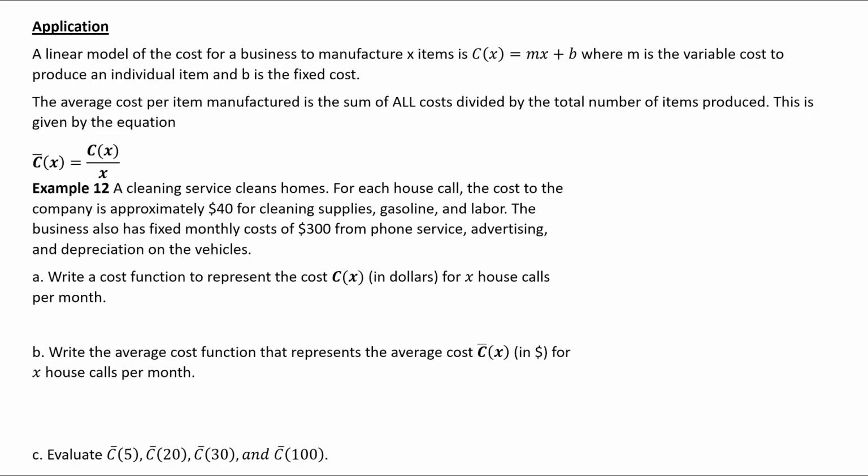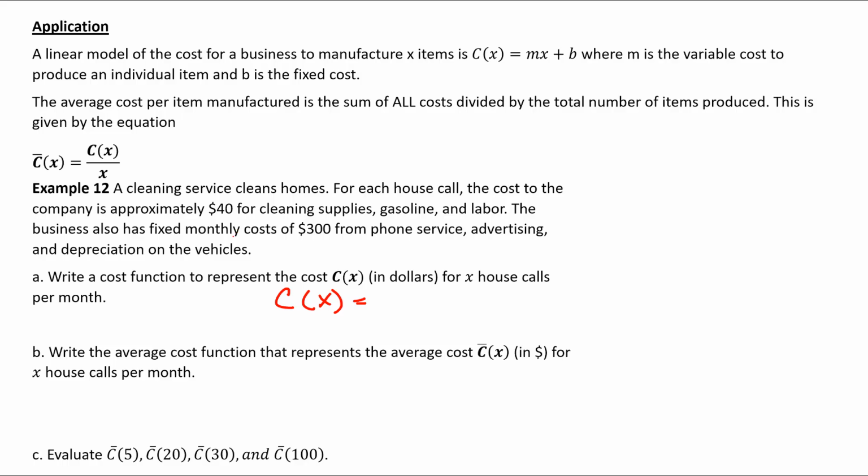A cleaning service cleans homes. For each house call, the cost to the company is approximately $40 for cleaning supplies, gasoline, and labor. The business also has fixed monthly costs of $300 for phone service, advertising, and depreciation on the vehicles. So we're going to write a cost function to represent the cost C of x in dollars for x house calls per month. All right. So that is C of x equals mx plus b, where m, those are your variable costs. So that's your $40. Every time you go to a house, you have to spend $40 on cleaning supplies, gasoline, and labor.